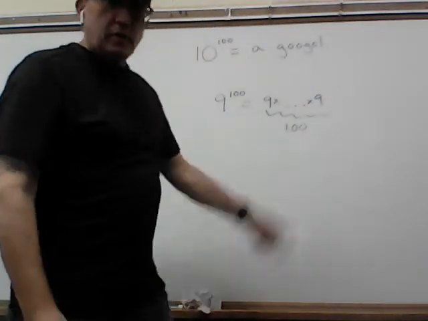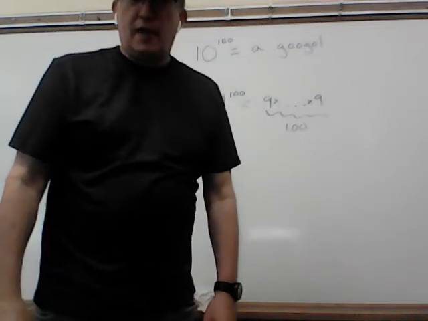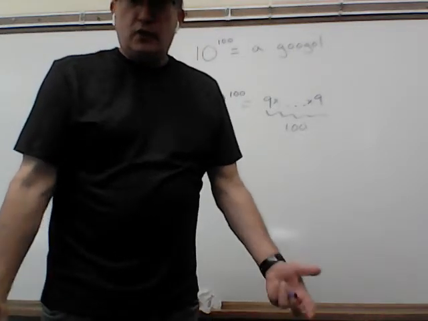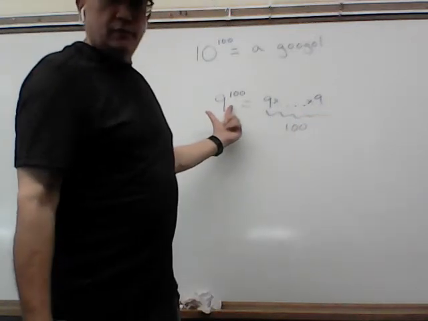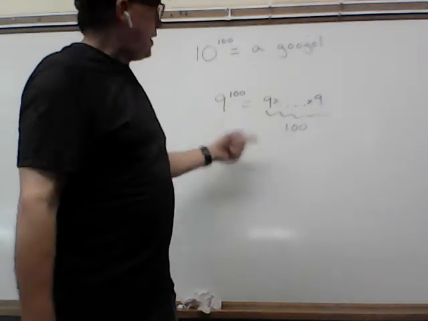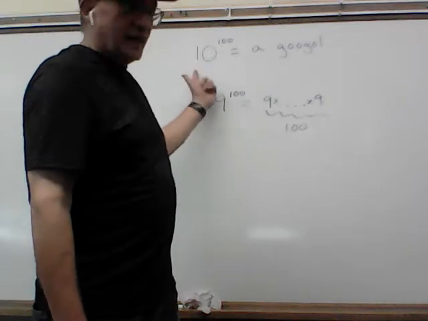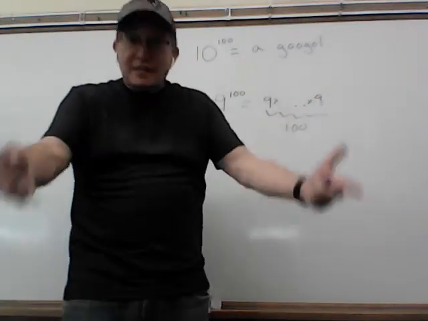It means multiply 100 9s together. Now, that's a huge number. A Googol is a huge number. This is less. That's intuitive. That's obvious, right? 9 to the 100th is less than 10 to the 100th. It's probably considerably less.